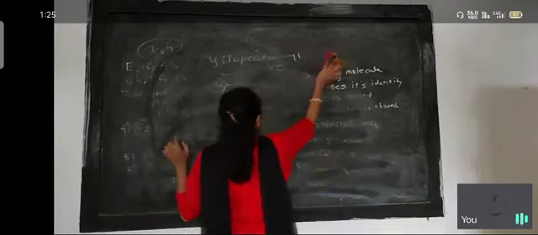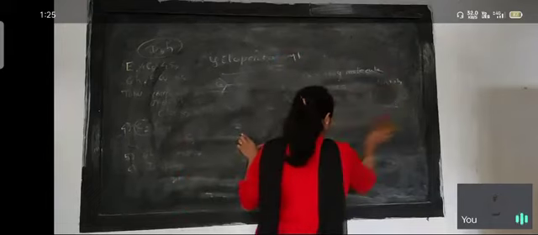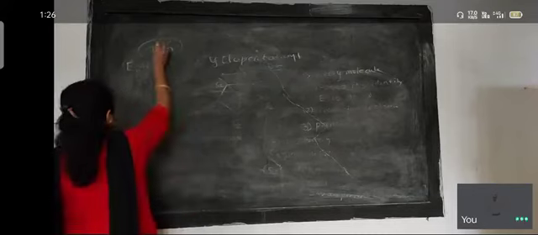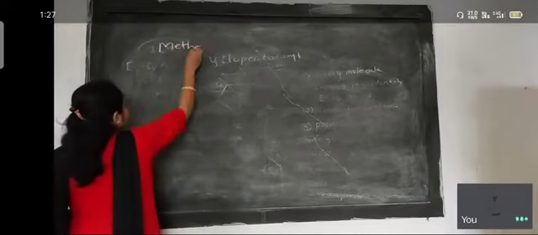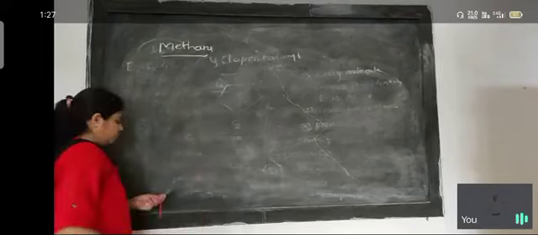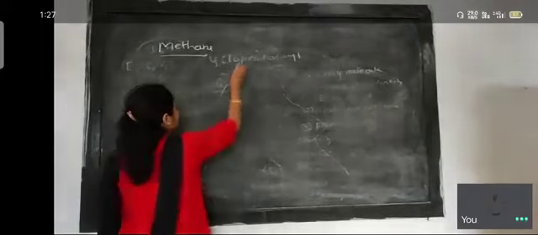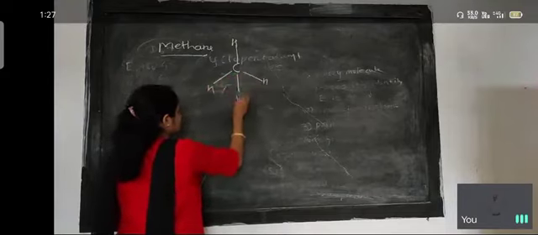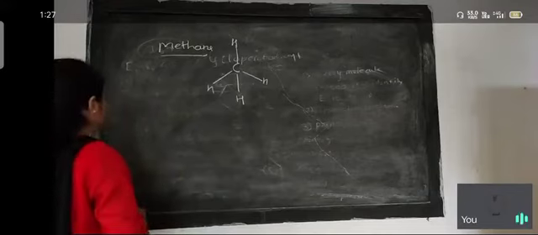Then next is the symmetry operations of the methane molecule. The structure of the methane molecule is: this is carbon, here hydrogen, hydrogen, hydrogen. That means CH4, this is the structure of the methane molecule.